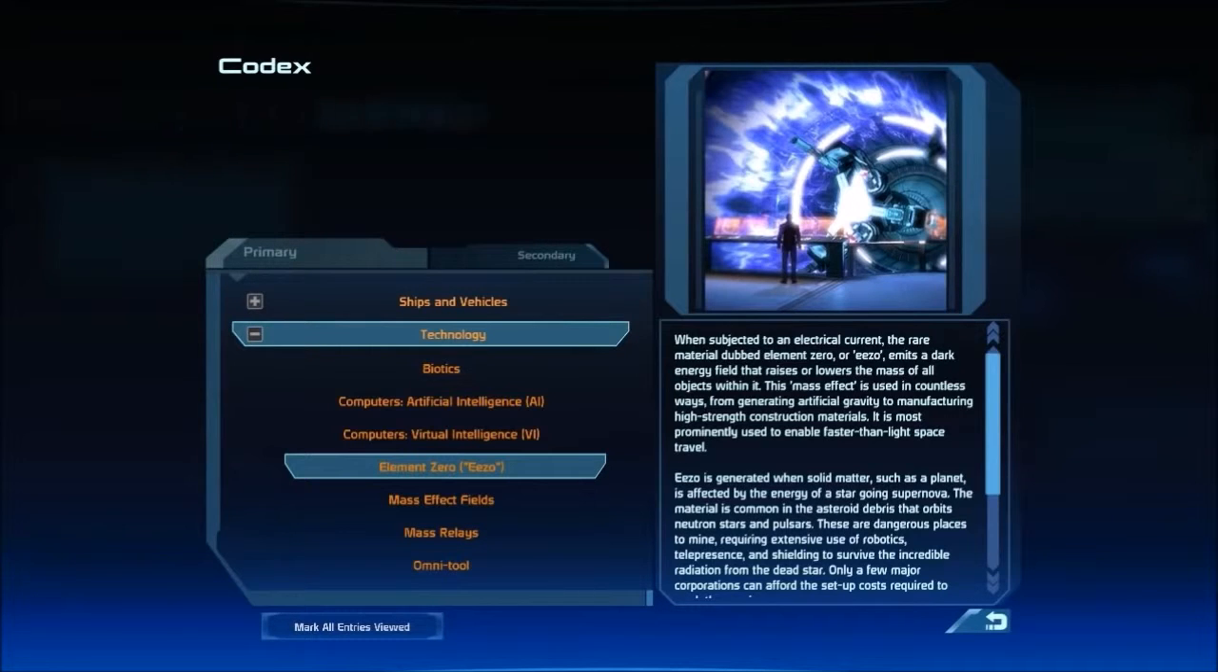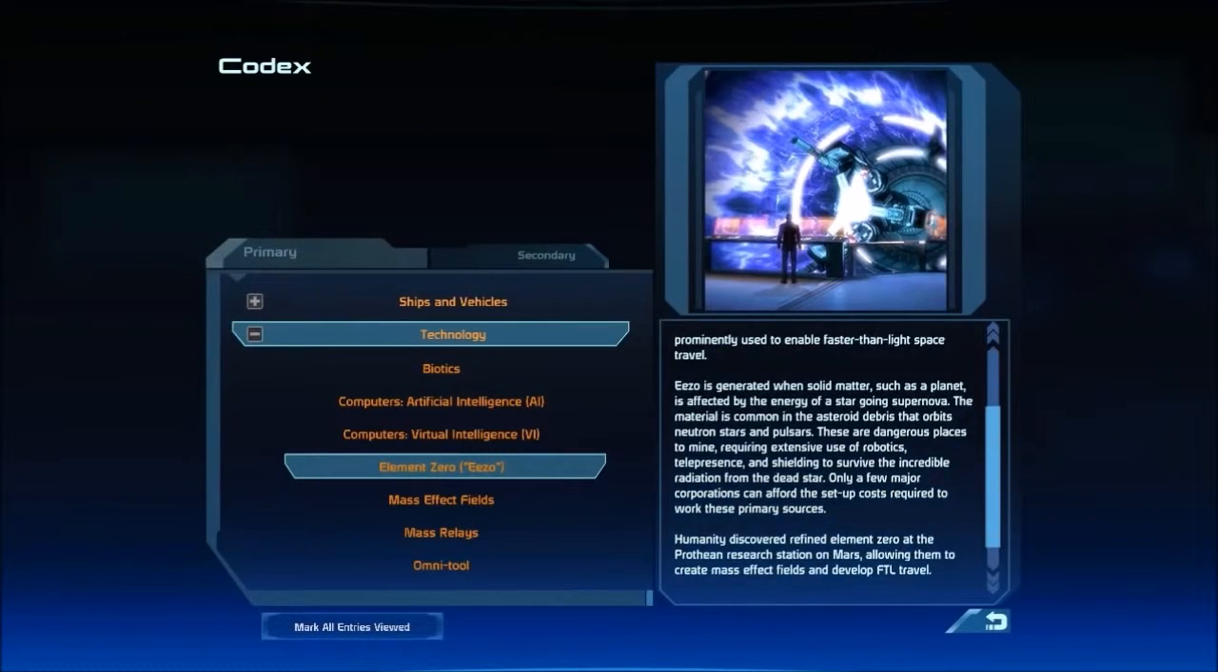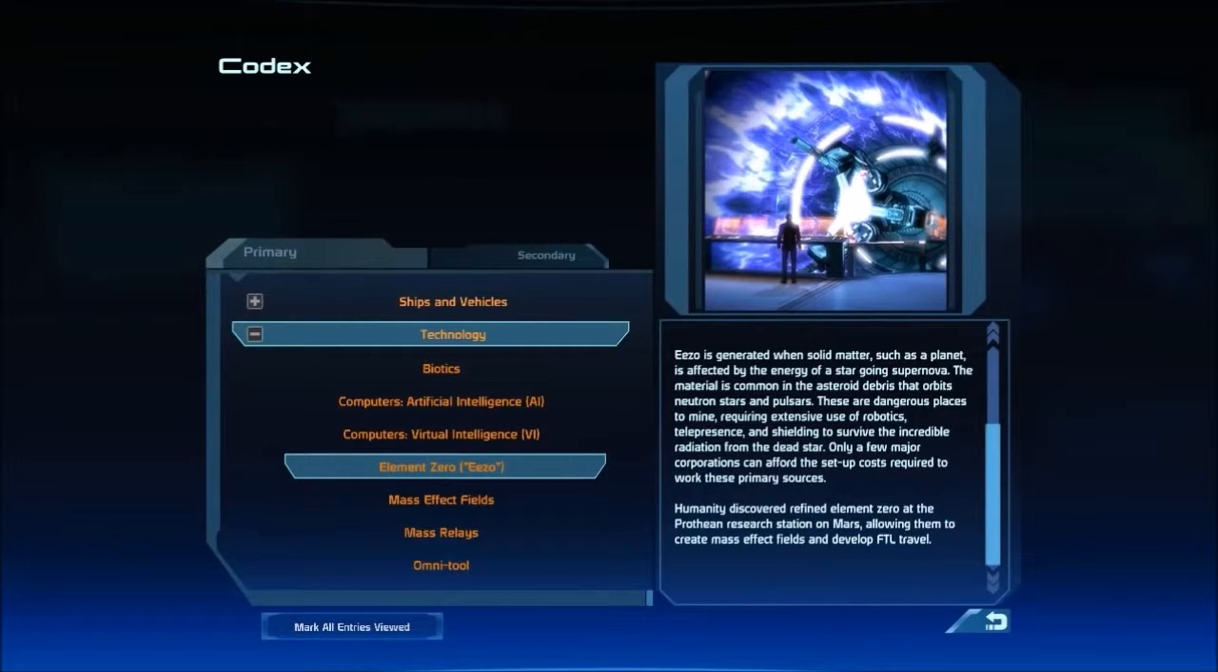EZO is generated when solid matter, such as a planet, is affected by the energy of a star going supernova. The material is common in the asteroid debris that orbits neutron stars and pulsars. These are dangerous places to mine, requiring extensive use of robotics, telepresence, and shielding to survive the incredible radiation from the dead star. Only a few major corporations can afford the setup costs required to work these primary sources.